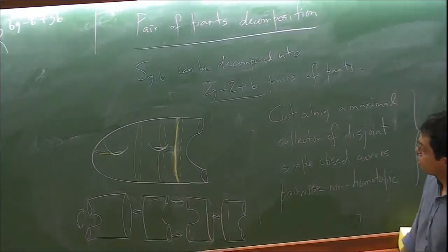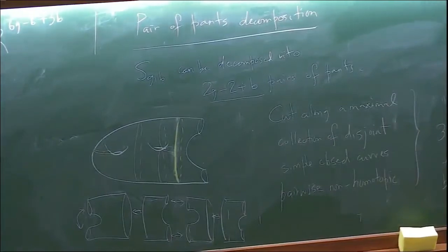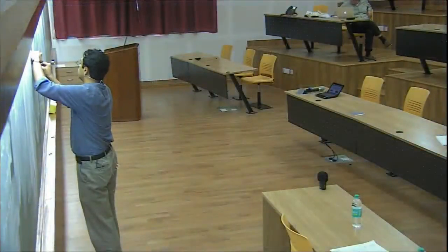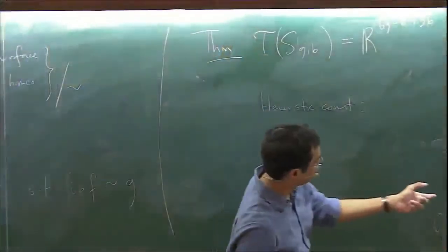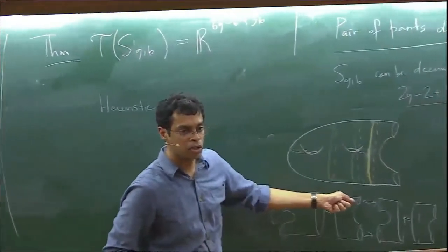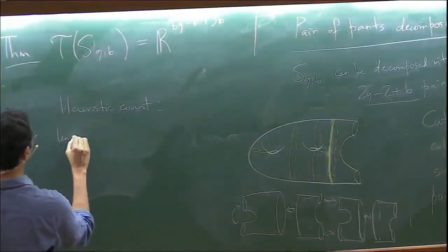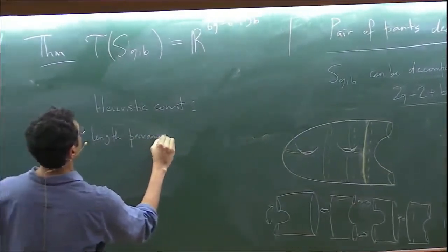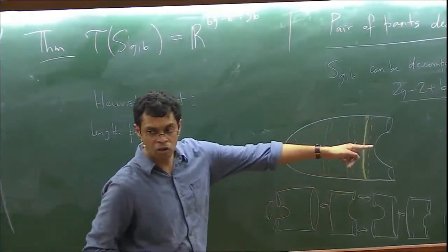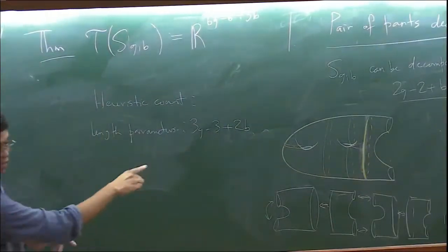Now the heuristic count: you can guess why you have 6g minus 6 plus 3b. Once you have these pants curves, you have to specify a hyperbolic metric on each pair of pants. That will be the lengths of all these pants curves. So you have length parameters, one for each of these curves that you see. Together with the boundary curves, you have 3g minus 3 plus 2b such lengths.